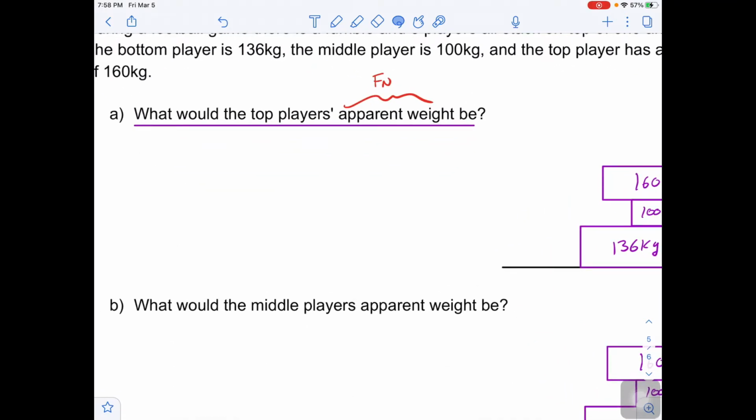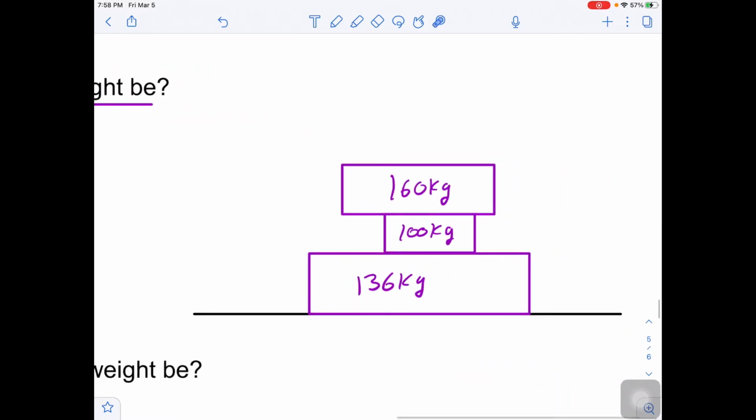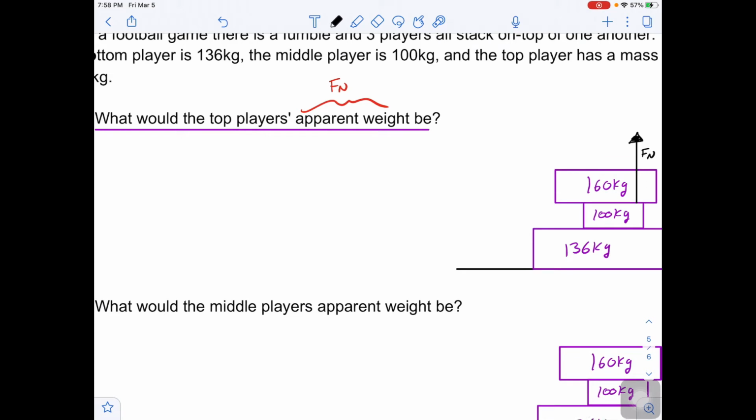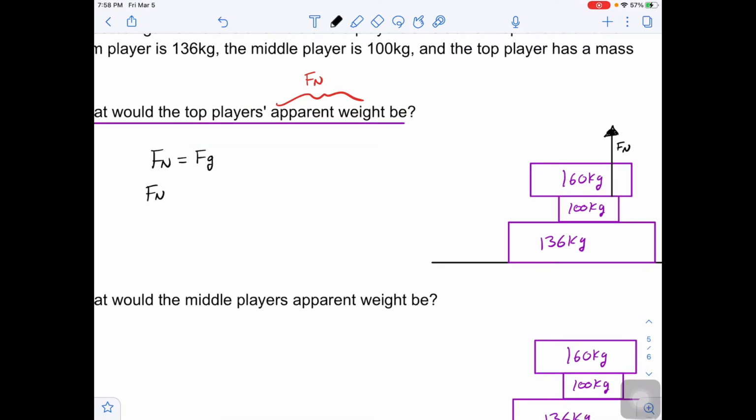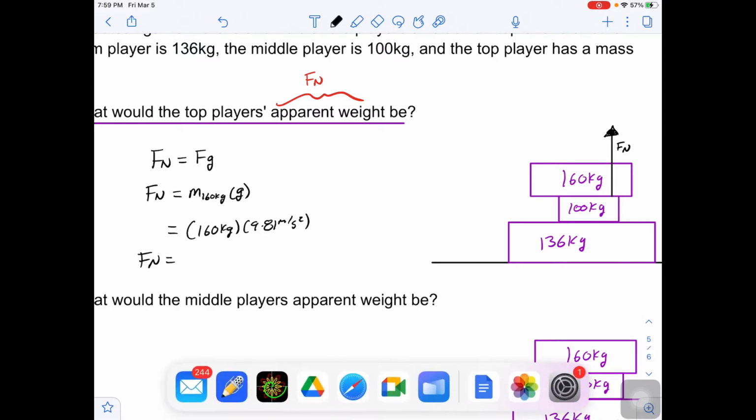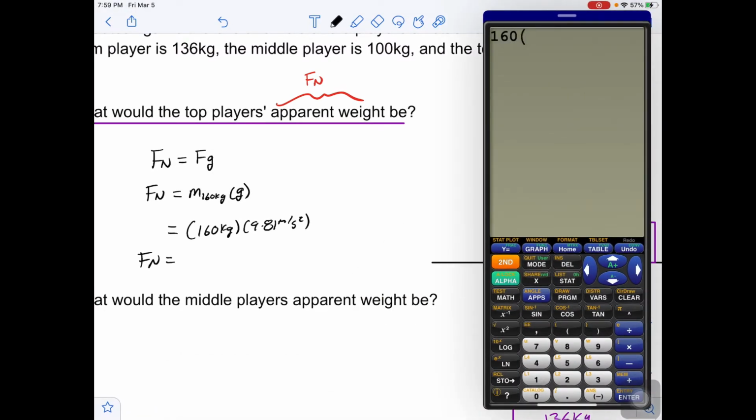Now let's look at A and let's solve it. So what would the top player's apparent weight be? So our top player is technically using our 100 kilogram guy as a surface. So the normal force here will just be found right there. So there is our normal force of our 160 kilogram player. So his normal force, since he's not moving, equals the force of gravity. And now here, my normal force will be the mass of my 160 kilogram player times gravity. So I can plug that in, 160 kilograms times 9.81 meters per second squared. So my 160 kilogram guy's normal force, aka his apparent weight, will be 160 times 9.81.